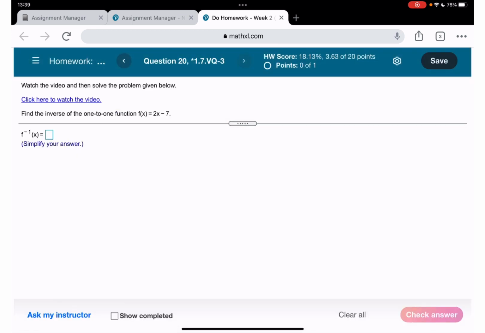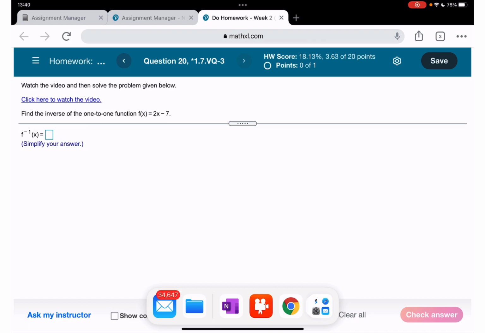Moving to the last question, question number 20. Find the inverse of the function 2x minus 7. Okay, let's go ahead and find it. It says watch the video. You don't have to watch it. I haven't even opened it, I don't know how they explain. Sometimes these videos take you to the woods and leave you there. So I would recommend just following the way I solve it and not even going to the video.